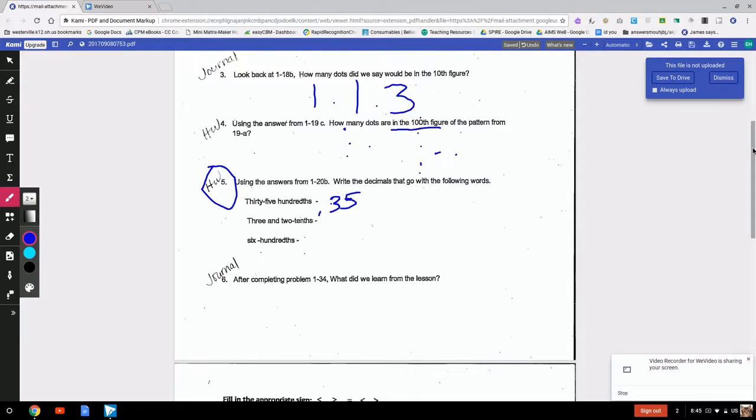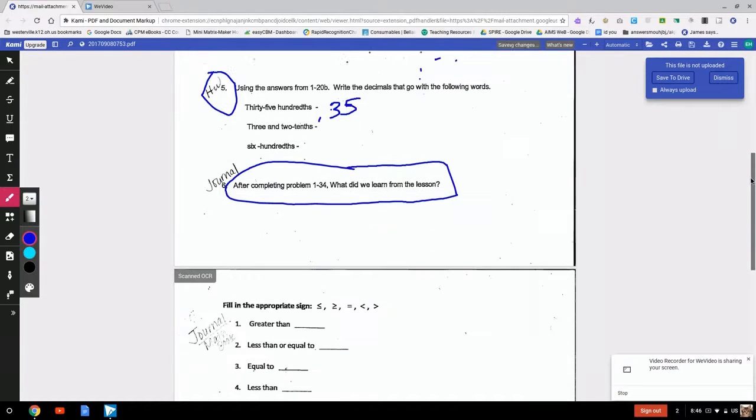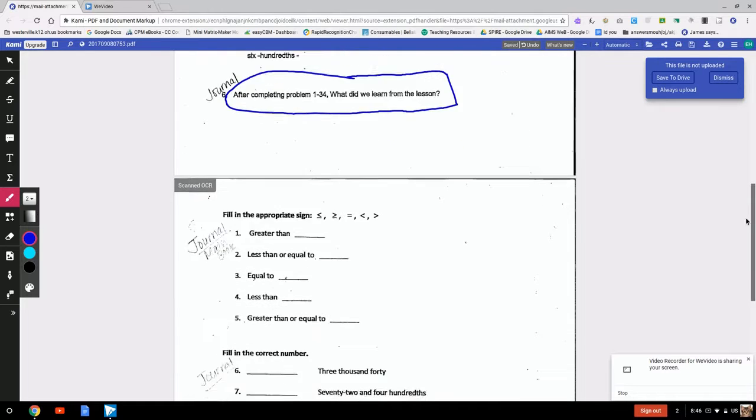Last one here, after completing problem 134, what did you learn from the lesson? This is from the bean lesson that we did in class. It's not from a homework. So again, it's when we were replacing and drawing by random. You should have a statement in there of what you learned from the bean lesson. So do your best if you didn't write anything down.